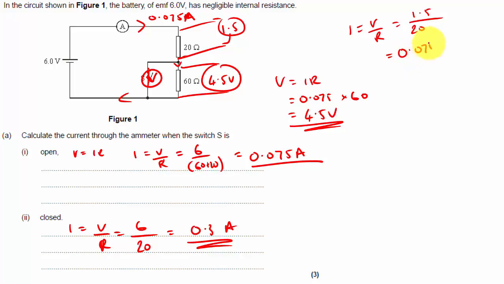Excellent. And again, you can also see the ratios there as well. You've got a 60 to 20 ratio, and you've got a 4.5 to 1.5. If you calculate, this comes out as 3, and this also comes out as 3. So you can confirm it several different ways. Potential dividers come up a lot.